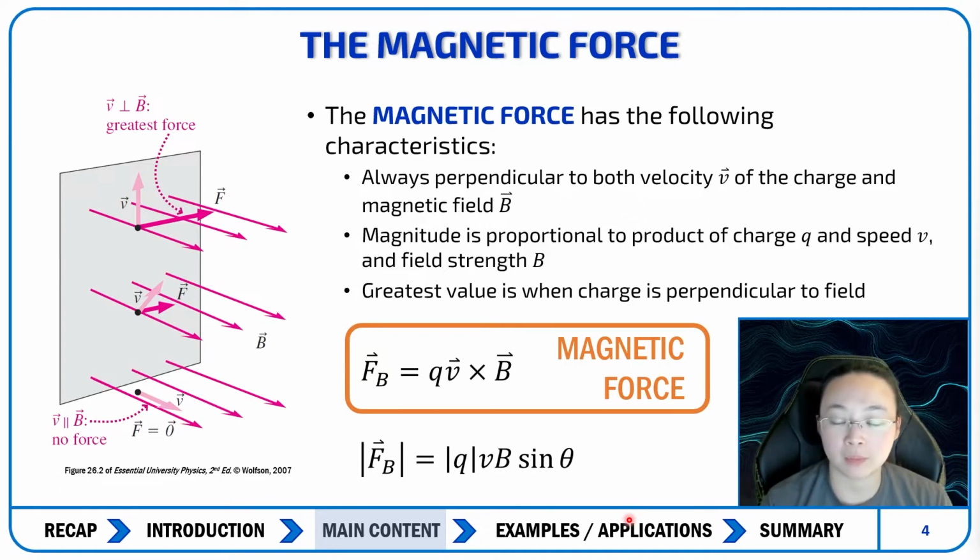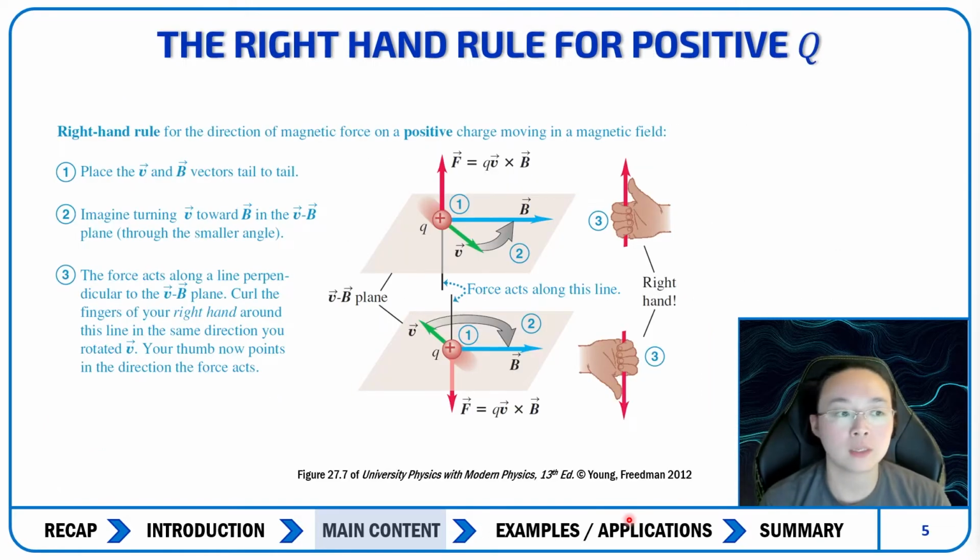So in terms of applying the right-hand rule, we know that we point our fingers in the direction of V, and then we wrap our fingers around towards the vector B, and whatever direction your thumb is pointing in, that's the direction of your magnetic force.